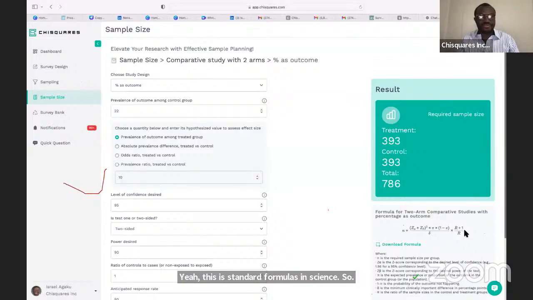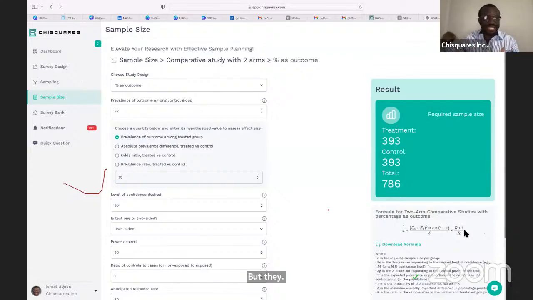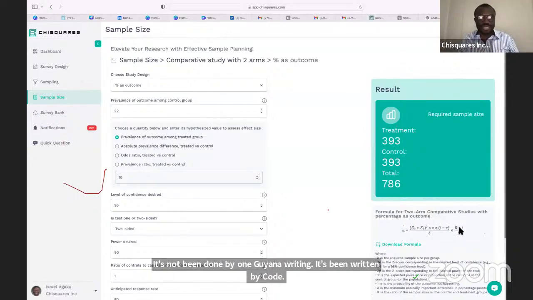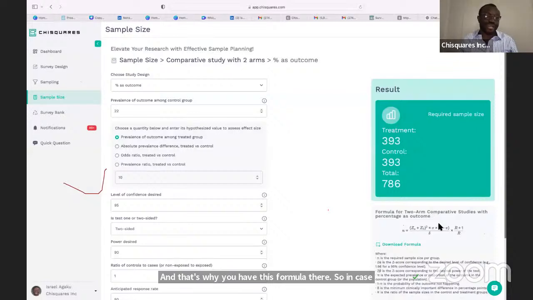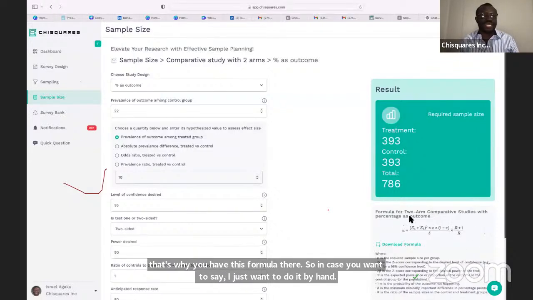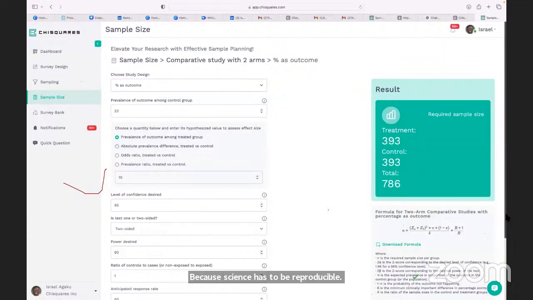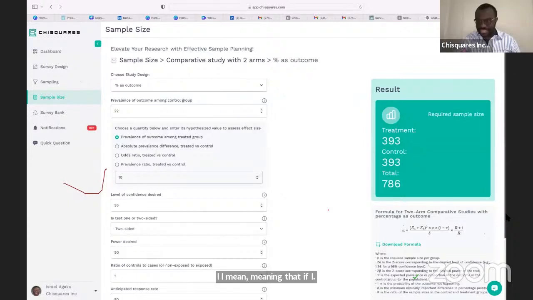But the calculation has not been done by one guy sitting behind and writing it. It's been written by code. And that's why you have this formula there. So in case you want to say, oh, I just want to do it by hand, you can, because science has to be reproducible. Meaning that if I generate a particular result, you too should be able to use the same formula and get the same results. And that's why you have this provided for purpose of reproducibility. I hope that is clear. Any other questions?